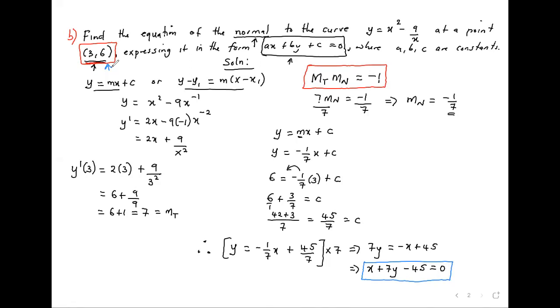Sorry, sir, can you explain some on the last part, how you got x plus 7y minus 45 equals 0? So I've taken this side, this side. What is negative becomes positive. What is positive becomes negative. So you take x to the left, 45 to the left of the equal sign. Do that.